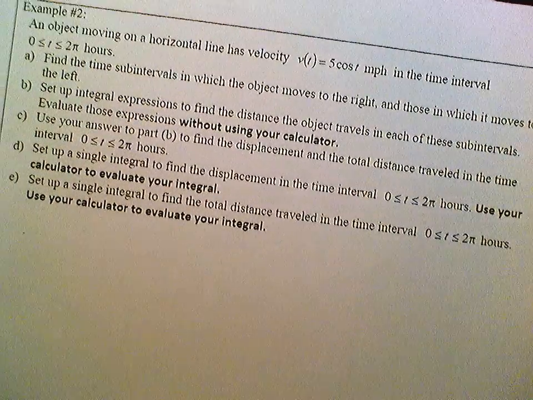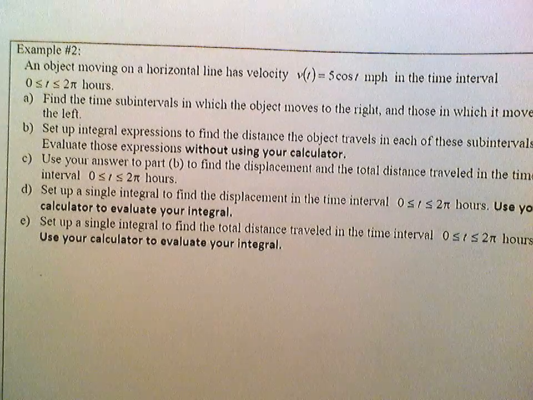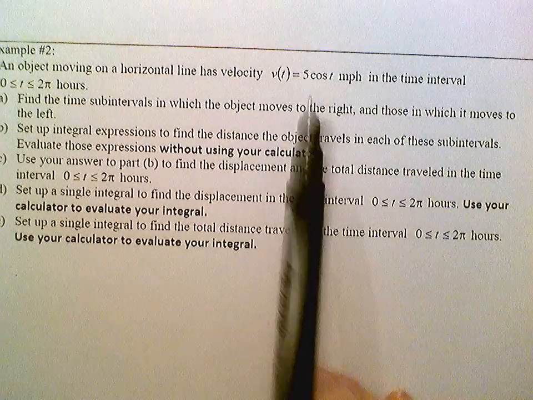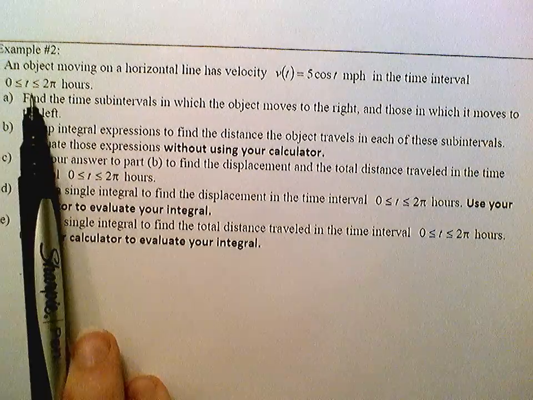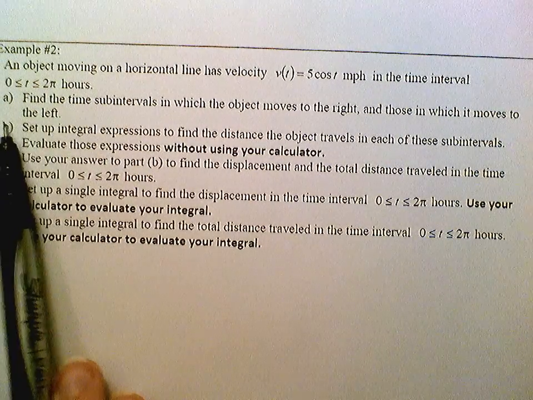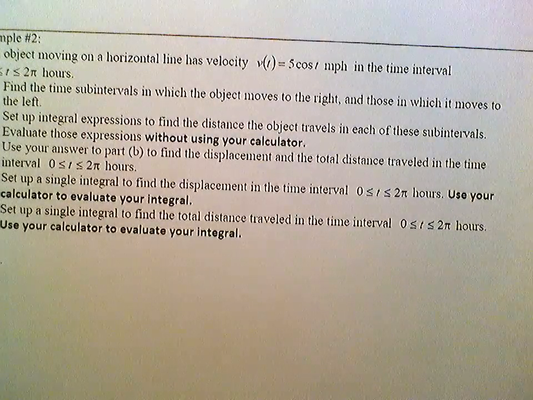This one. Okay, so this will bring in some stuff from the past. An object moving on a horizontal line has this velocity, 5 cosine of t, miles per hour, in the time interval 0 to 2 pi hours. A, find the time subintervals in which the object moves to the right and those in which it moves to the left.